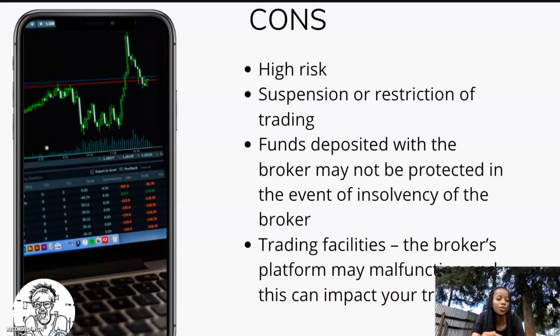Trading facilities. The broker's platform may malfunction, and this can impact your trades. So you have to be very careful with your broker. Again, your broker can make or break your trades.